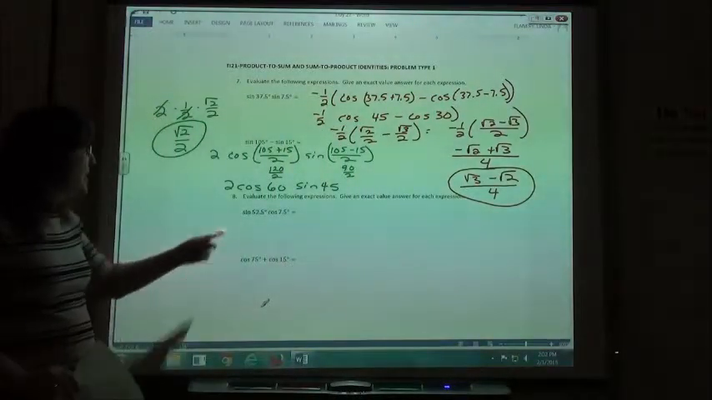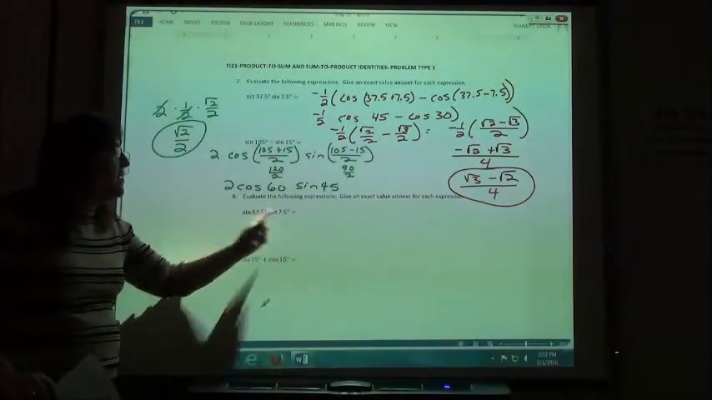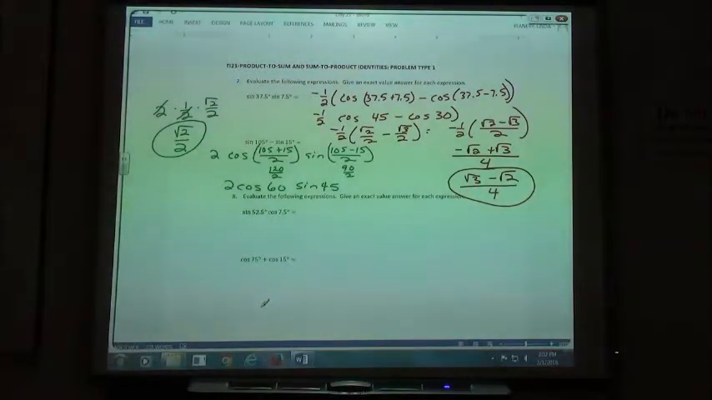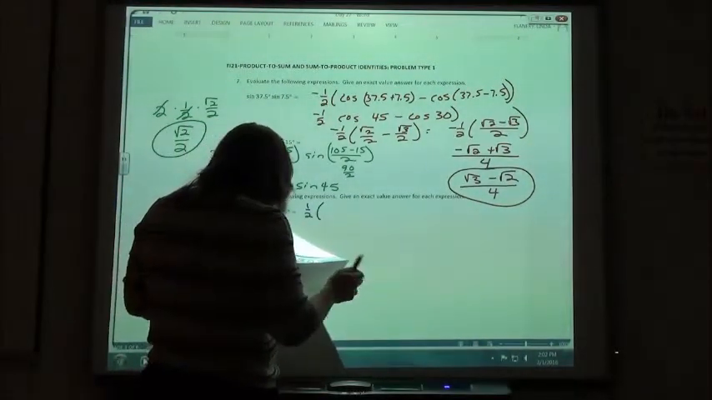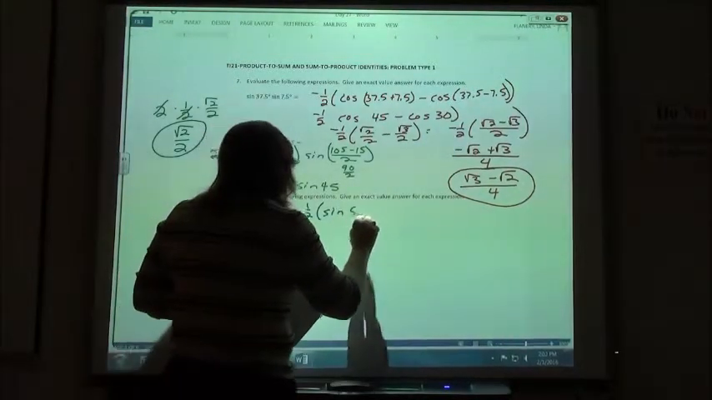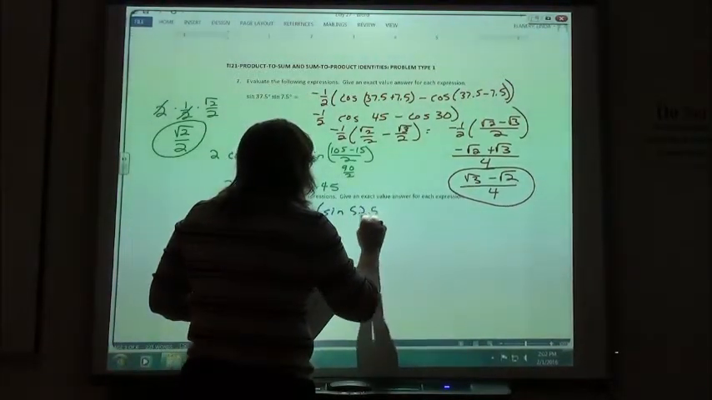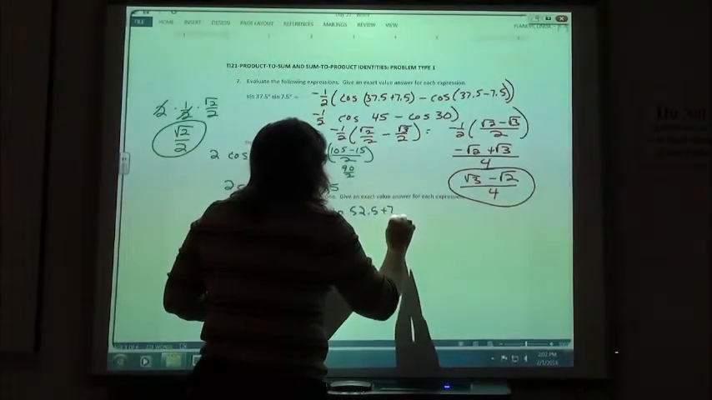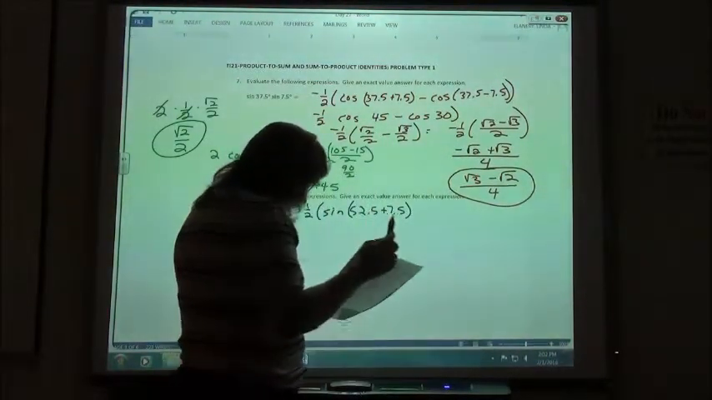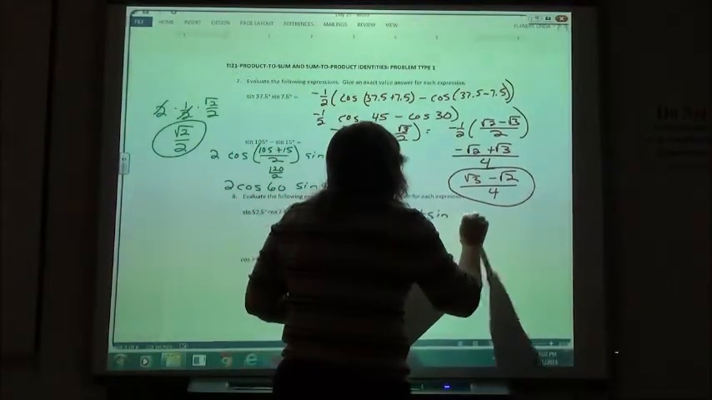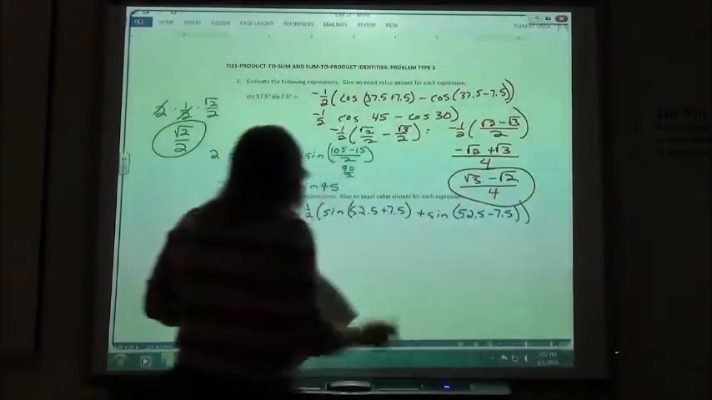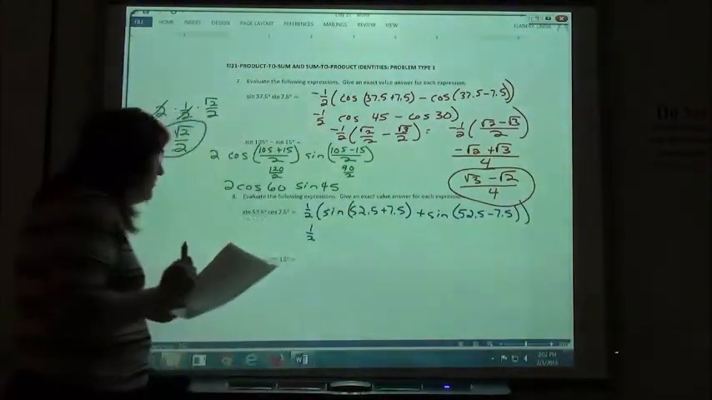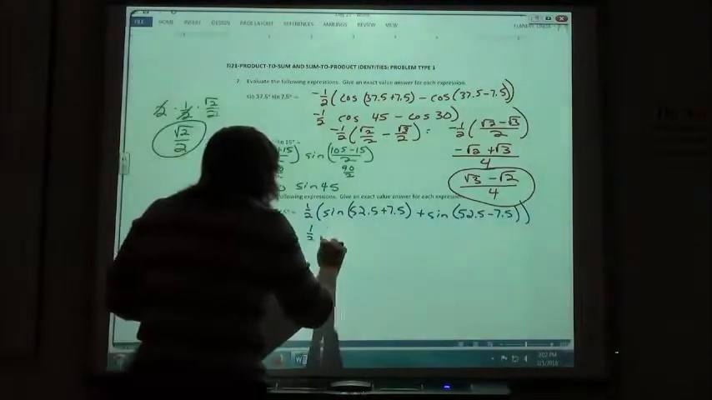The next one, we have sine of 52.5, cosine of 7.5. So you want to look for your formula where you take the sine times the cosine. If I look that up, I'm going to have 1/2 sine of 52.5 plus 7.5. And then I'm going to have plus the sine of 52.5 minus 7.5. So 1/2, 52.5 plus 7.5 would be 60.